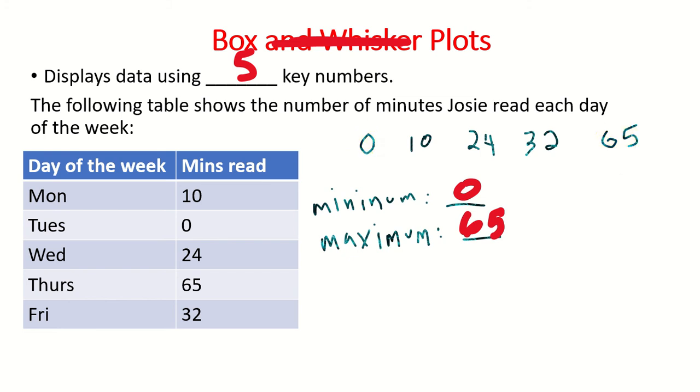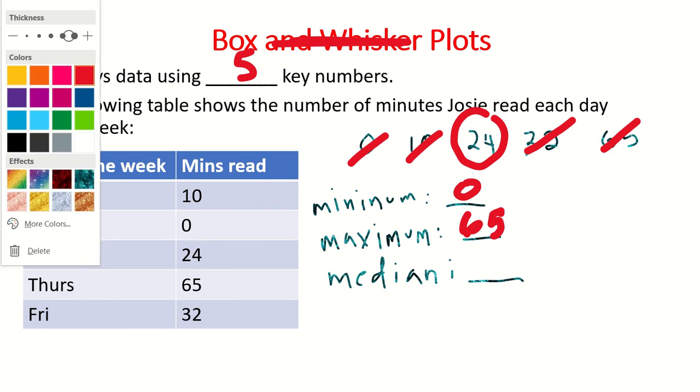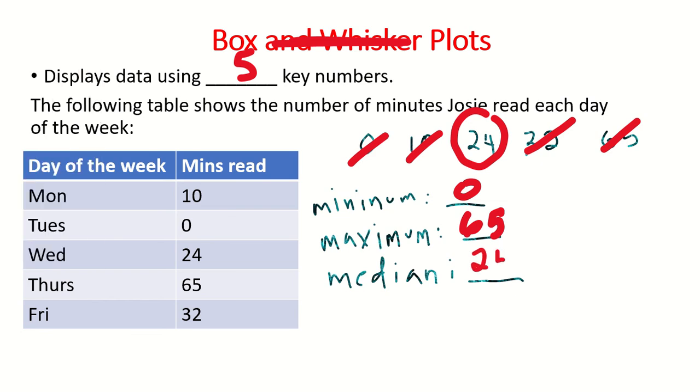So we have those two, minimum and maximum. The next number we need is the median. Remember median from the warm-up? Okay, median is going to be the number that's exactly in the middle. So cross out from side to side, and what's the one that's right in the middle? That's the 24. So the median here for this set of data is 24. Okay. So we've got those 3.